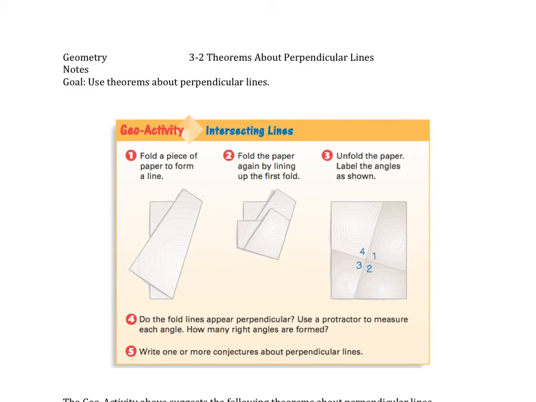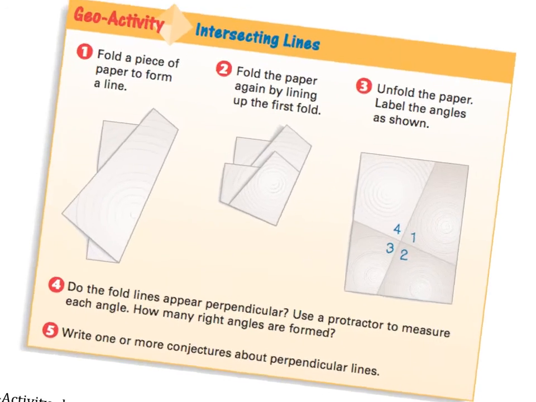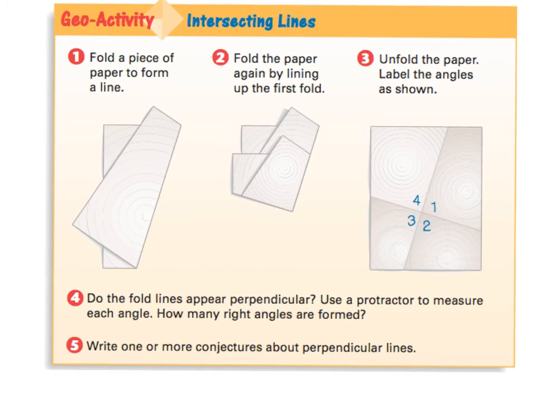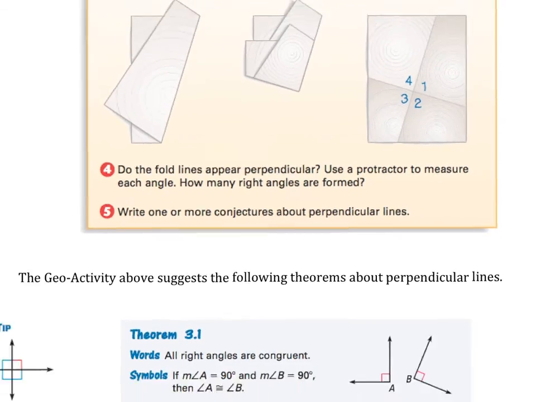Okay, this lesson is going to be about theorems about perpendicular lines. If we do this activity, where we fold a piece of paper to form a line and then fold it again, unfold and label the angles, we could see that the fold lines do appear to be perpendicular or form right angles. If we used a protractor, we would find that 4 right angles were formed when we folded the paper.